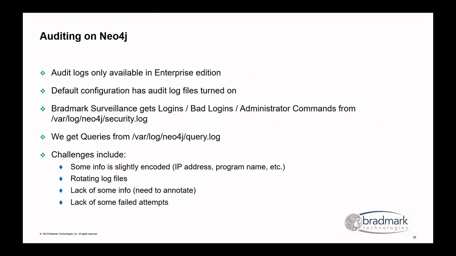On Neo4j, audit logs are only available in the Enterprise Edition, unfortunately, but it's great when it's on, and it is turned on by default in the default configuration. It depends on your configuration how you started it. But in the default configuration, these logs are turned on, and we get logins, bad logins, and administrator commands from the security log, which is in the location shown here by default. But of course, wherever it is, we can get the information.